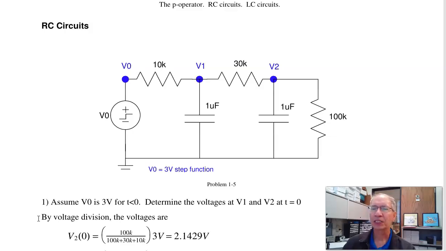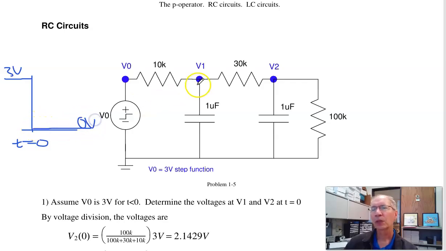Start out by doing DC analysis. If the input is a constant 3 volts, so here's kind of what's happening, at t equals 0, I have a constant 3 volts coming in. At t equals 0, it drops down to 0 volts. When I do that, I have an initial voltage on V1, V2.